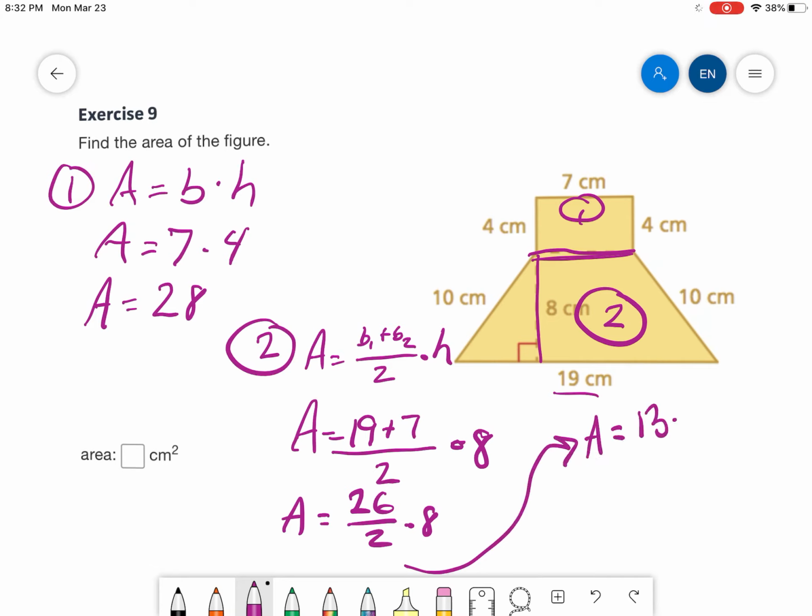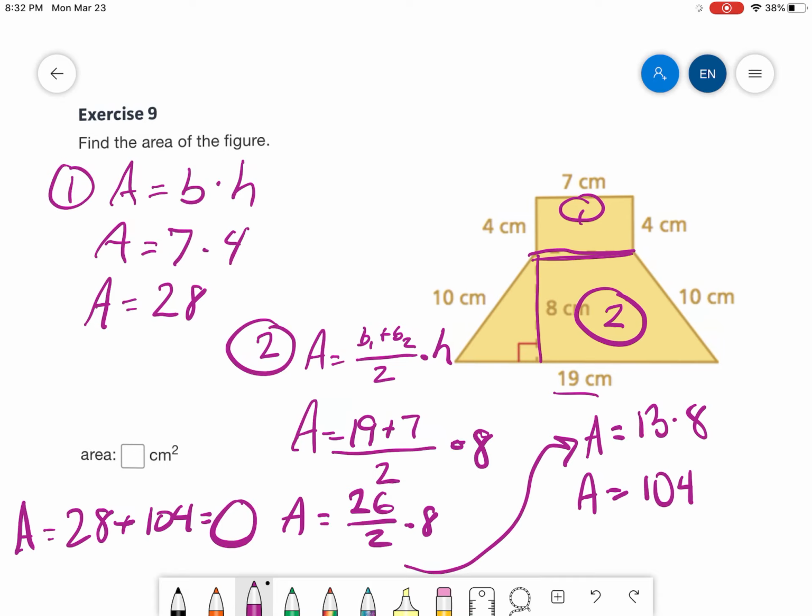So this is going to be 13 times 8. And if you plug 13 times 8 into your calculator, you should get 104. And then your final step is to add them together. So we're going to add 28 plus 104. And then whatever you get is what goes in here.